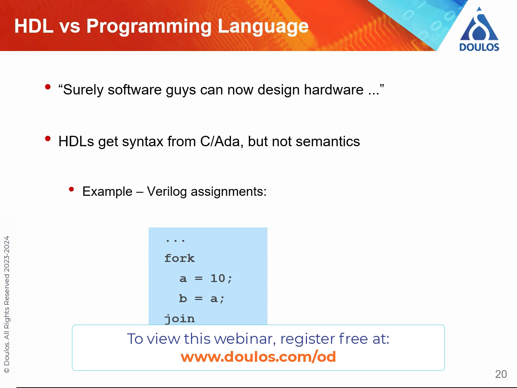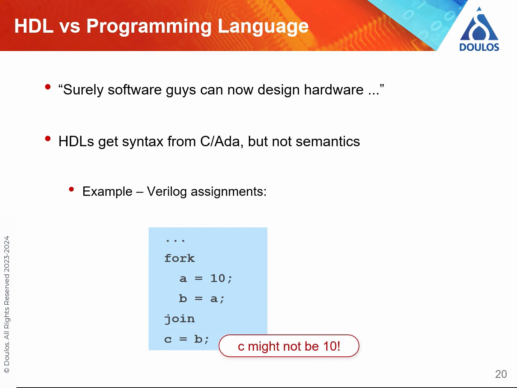Because this is designed to represent hardware, the assignments to A and B happen concurrently, so C might not be B, might not be 10, because it may get the old value of A before it was updated with the value of 10. So hardware description languages work differently to traditional languages like C.